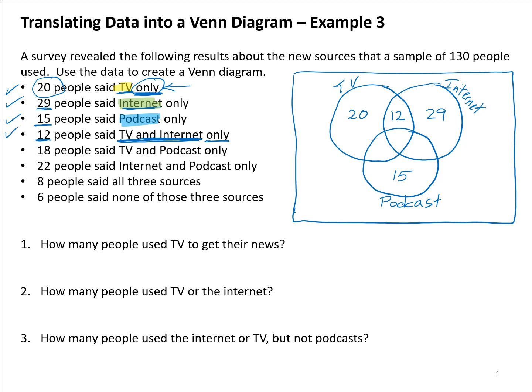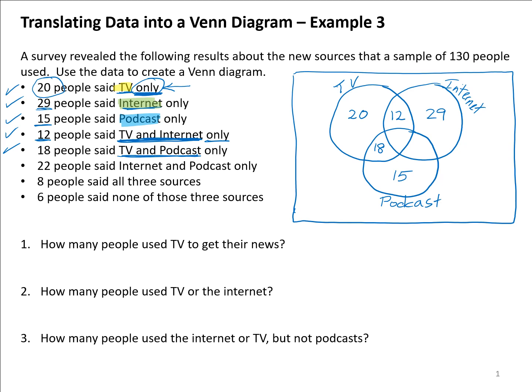Moving on, 18 people said TV and podcast only. So again, look for where TV and podcast overlap, but only where TV and podcast overlap, not where the internet is. So I would put the 18 here where TV and podcast overlap, but exclude the internet. Then 22 people said the internet and podcast only.